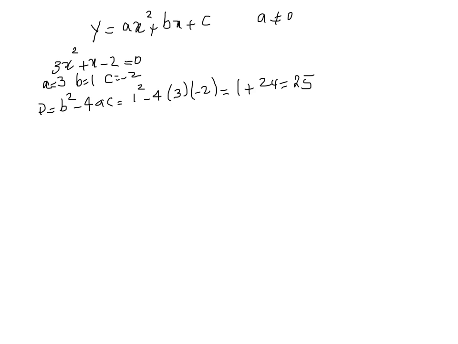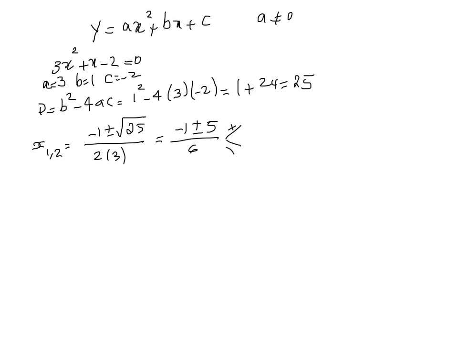Because 25 is positive, we will have two roots, two zeros. So x sub 1 and 2, the two roots, are minus b, which is -1, plus or minus the square root of the discriminant, which is 25, divided by 2a, 2 times 3. So that is -1 plus or minus the square root of 25, which is 5, divided by 6. If I take the positive square root, I get -1 plus 5 is 4, divided by 6 is 2 over 3. -1 minus 5 is -6, divided by 6 is -1, which is again exactly the same solutions.